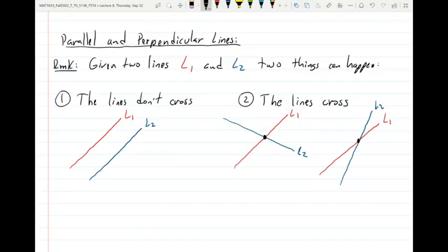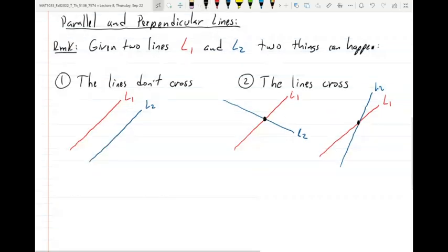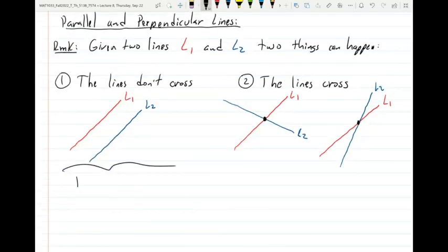So the point is that there are two main cases. Either they don't cross or they cross, okay? We would like to tell these two cases apart. So let's see. Why is it that these lines don't cross? By the way, we call this parallel lines. Let's give these names. So the situation is parallel lines. And then, of course, a situation like this, the lines are not parallel.